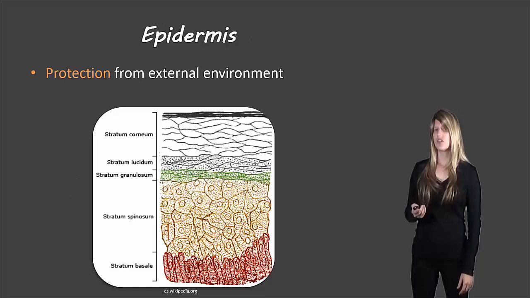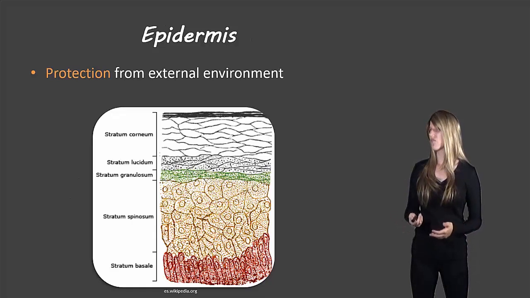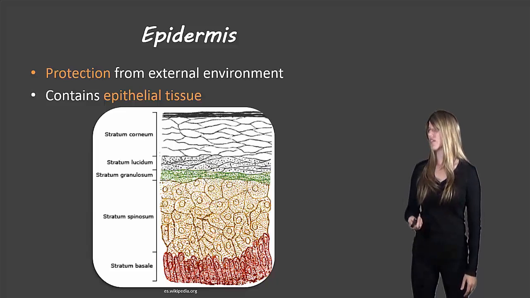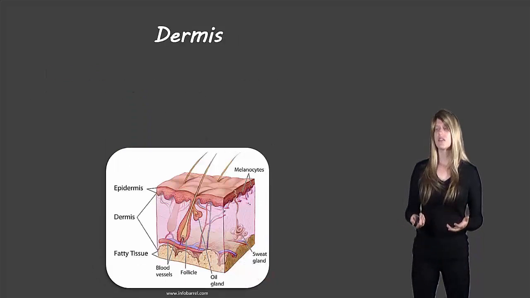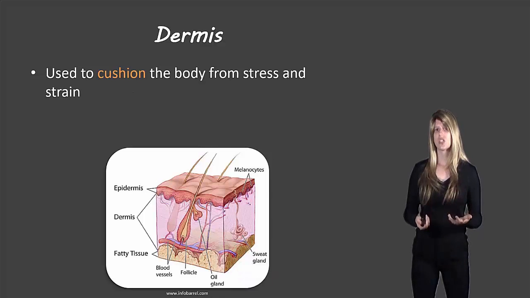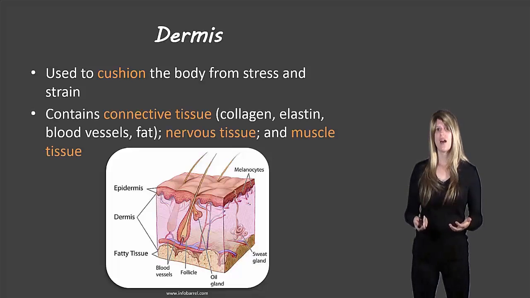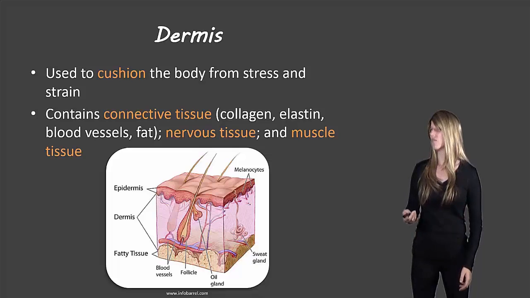First of all, the epidermis. Its main role is protection from the external environment, and it's made up of epithelial tissue. It has 5 layers, and you'll be reading about these in class when we do an activity. The next layer is the dermis. This is used to cushion the body, and also to protect it from stress and strain. It contains a whole lot of connective tissue: collagen, elastin, blood vessels, fat. It also has nervous tissue and muscle tissue.